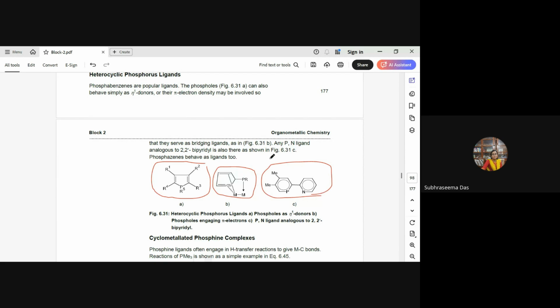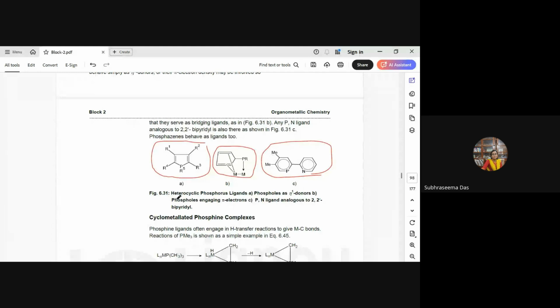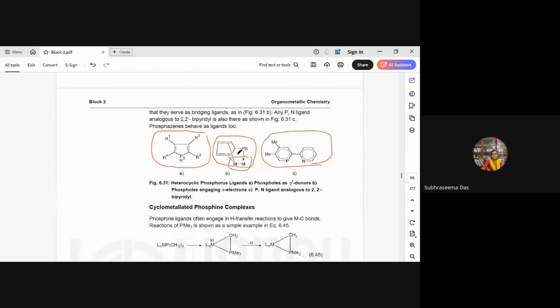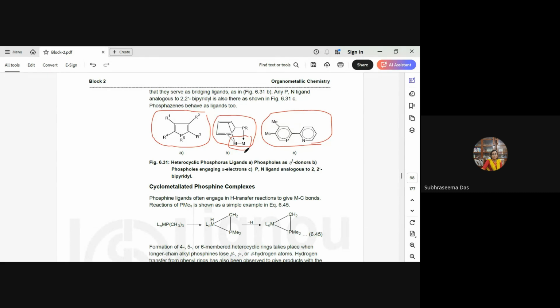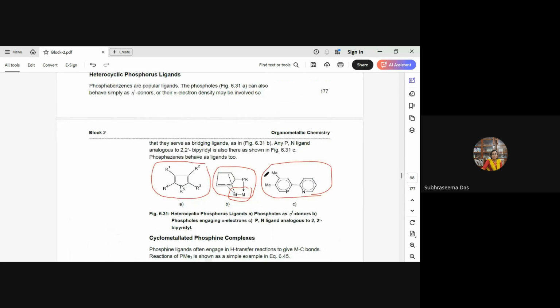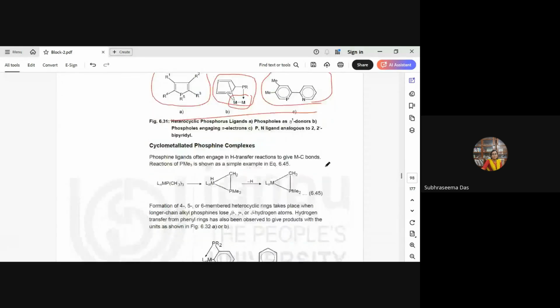Phosphazines also behave as ligands. In this figure of heterocyclic phosphorus ligands, the phosphol has been shown in figure A as a monodentate ligand. Second, it is a phosphol which contains pi electrons, and it enables metal-metal bonding. Here it is a bridging ligand. Since they involve metal-metal bonding, they might also be involved as bridging ligands. And in the third type, the PN ligand, which is analogous to 2,2'-bipyridine. So this is how phosphazines behave as ligands in three different ways.